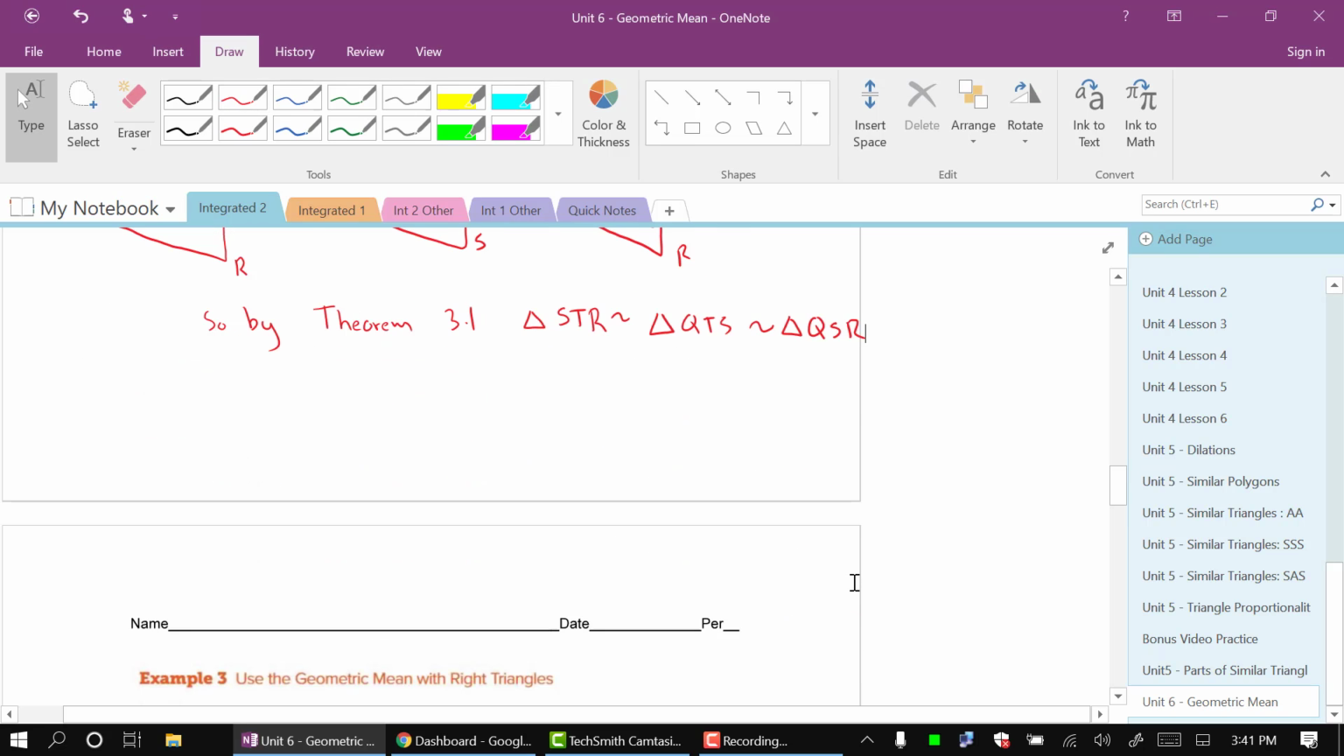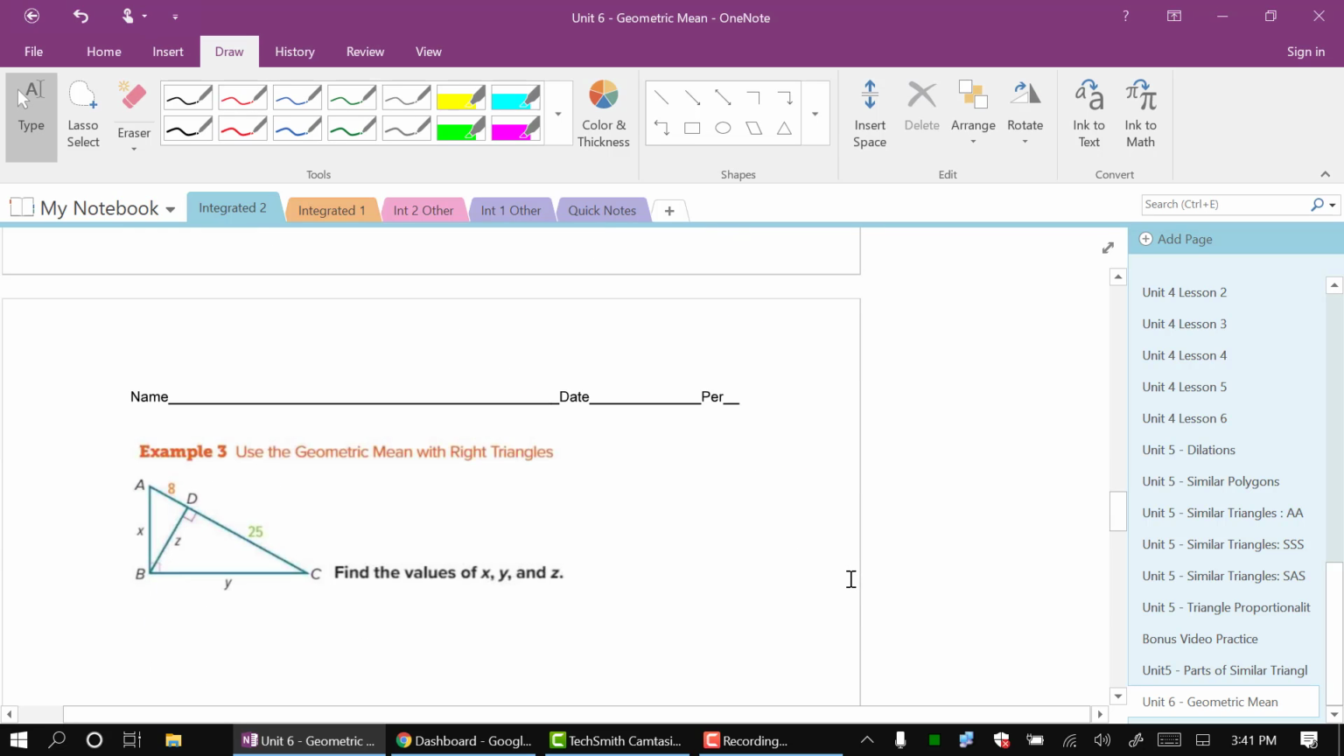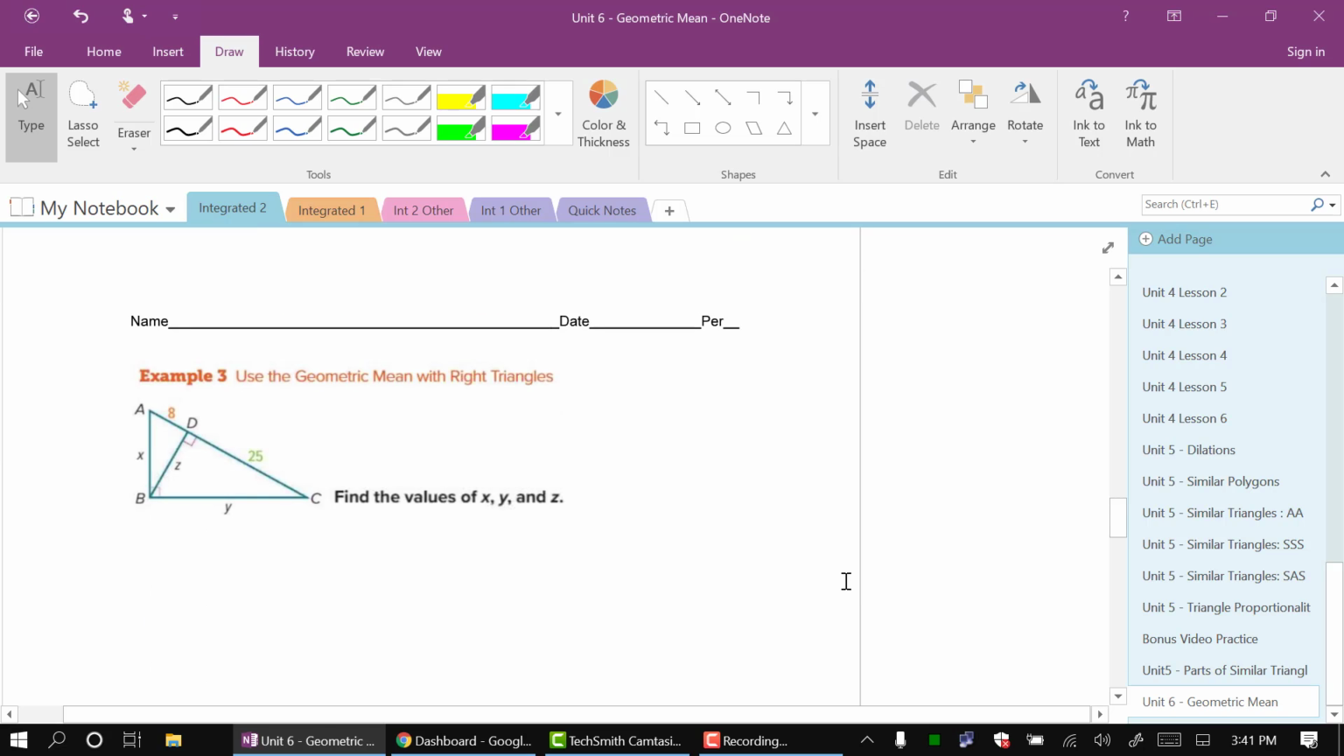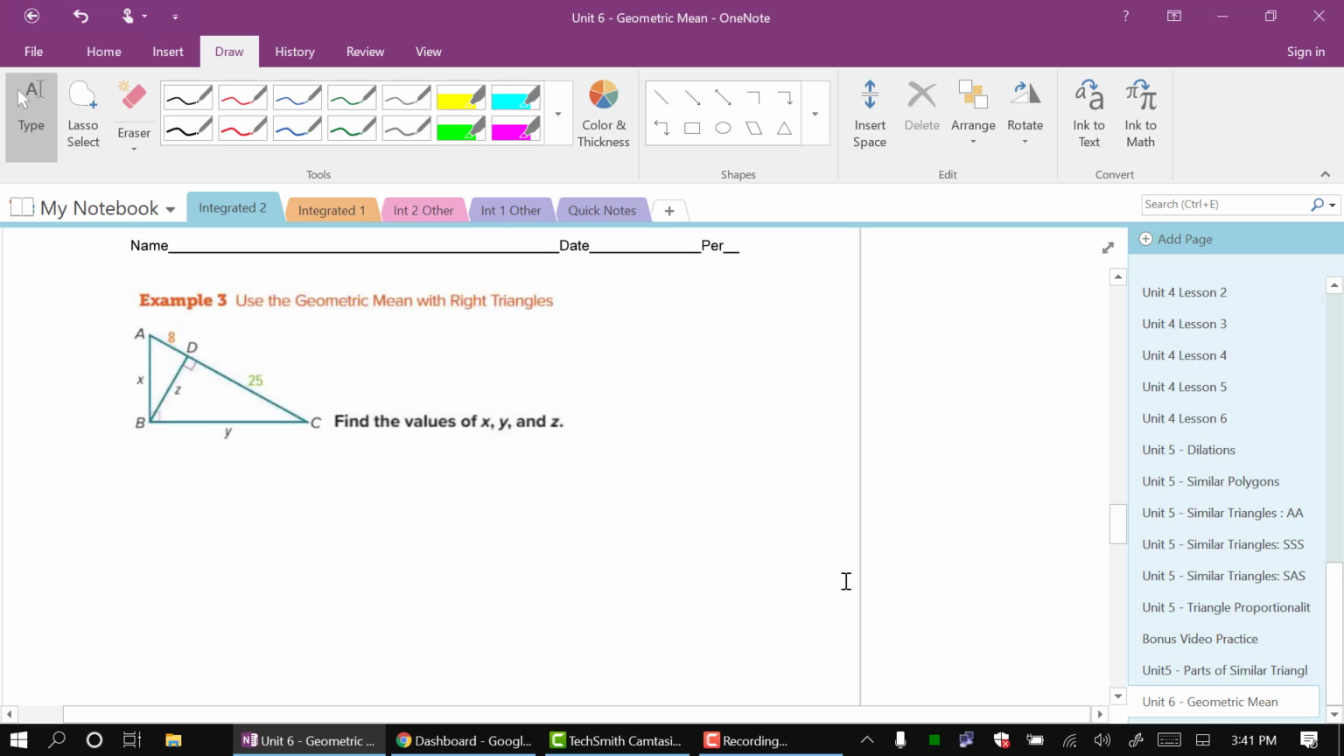All right, let's take a look at example 3. So we have this triangle. What we want to do is we want to find the value of x, y, and z. So x is right here between A, B. Y is going to be BC, and z is going to be BD.